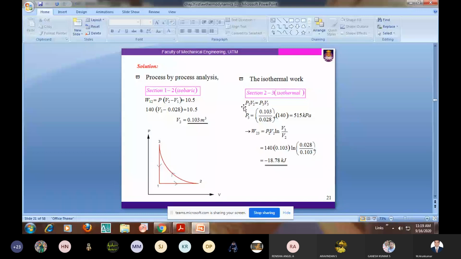You know the equation, PV is equal to constant. So the isothermal process will be like this, and we can draw the isothermal curve, the isotherm. Now we have the V2 value, then we have the P1 value, and also the P3 value. We have P2, we have V2, and we have P3.